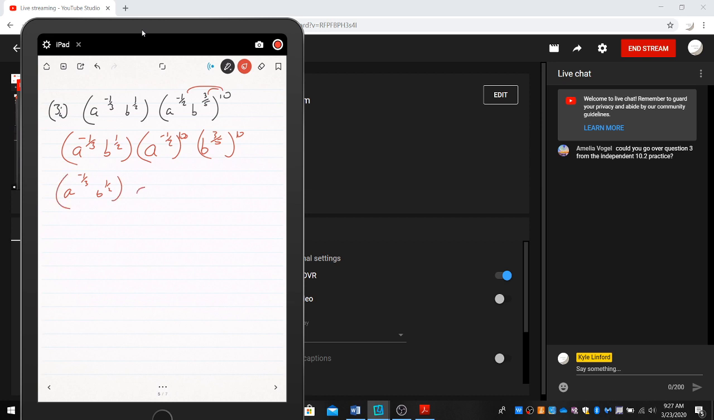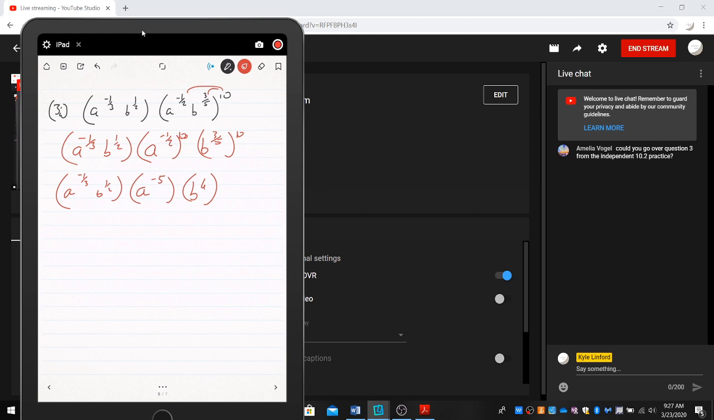And then we have a to the negative half to the 10 power. That just means to multiply them together. So we have a to the negative 5 power. And then we have b to the 3/5 times 10. Well, let's see. 3/5 times 10, that's 30 over 5, which is just the 6 power. B to the 6th. Okay.